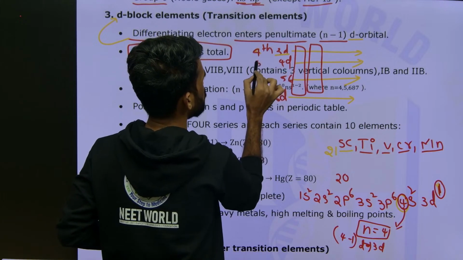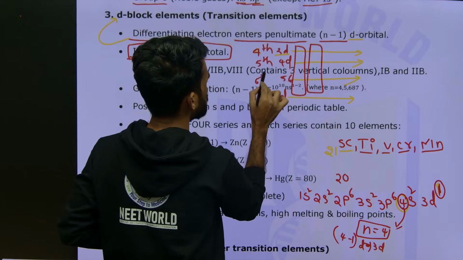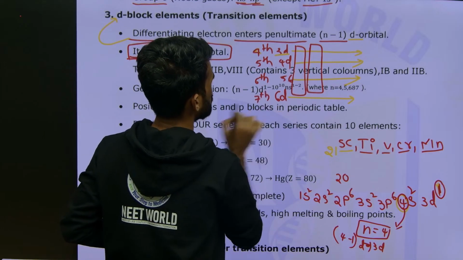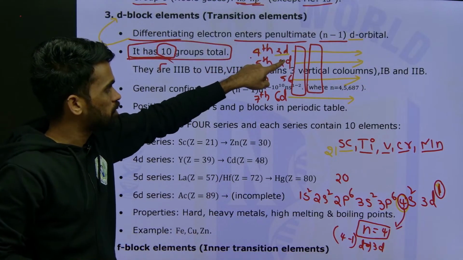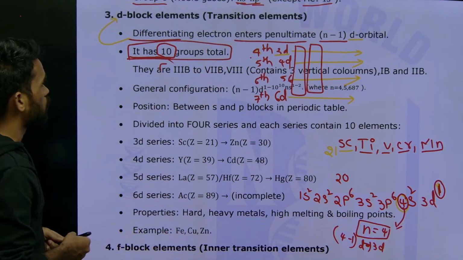Similarly, this will be in the 5th period, this in the 6th period, this in the 7th period. Like that you need to understand. So the period number is one greater than the n-1 of that series. Remember.